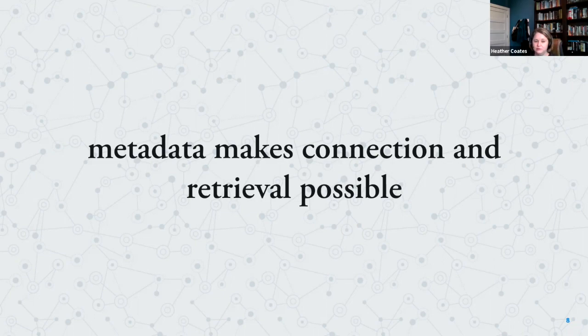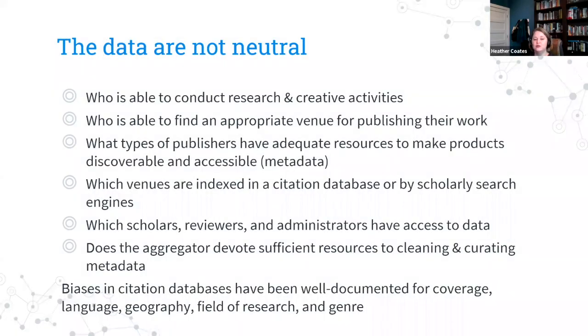So the data that we use to create metrics are not neutral. Like all systems created by humans, the publishing ecosystem contains inequities. I think this is probably obvious to all of us. There are many opportunities for introducing bias.